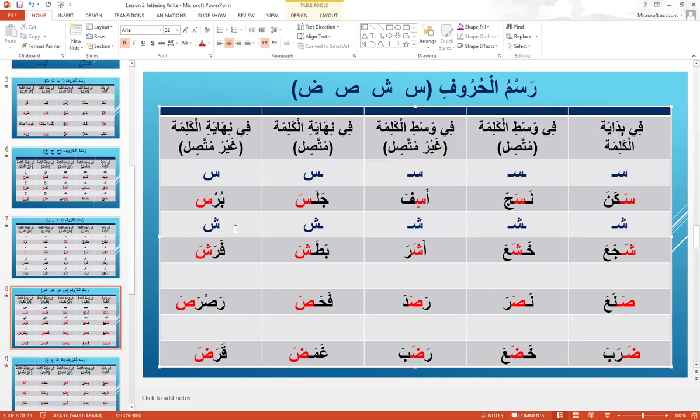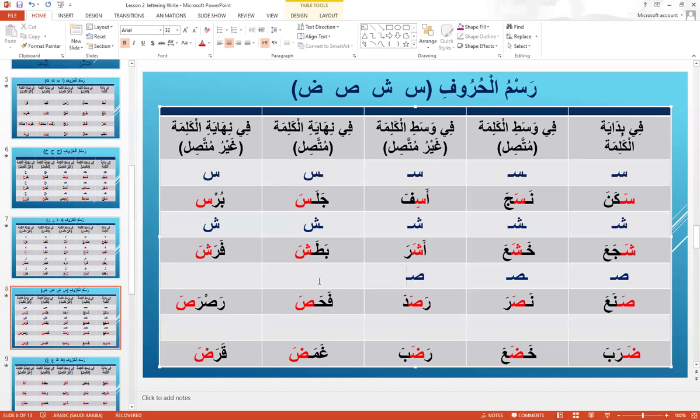So the next alphabet is Sod and Dod. Sod and Dod are written the same way. So Sod is going to be written this way. Then also it's not from the 6 alphabet, so by default it's going to connect on the left. So Sod fi wasatil kelma muttasil, so we see the connection on the right, and also by default connection on the left. Sod fi wasatil kelma ghayri muttasil, Sod at the middle of the word, not connected. So we write Sod, then we write the connection by default on the left.